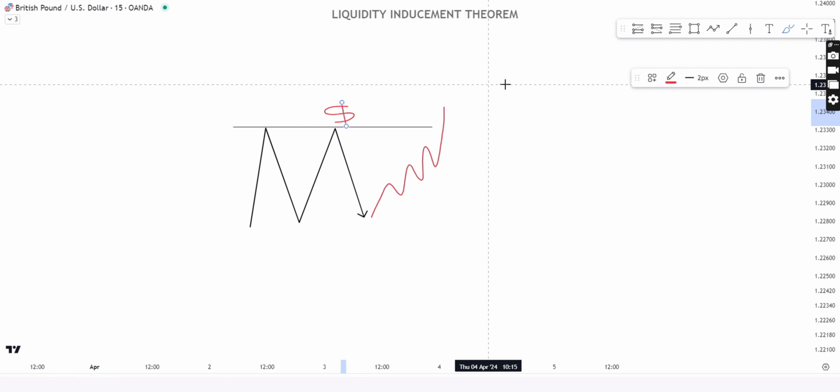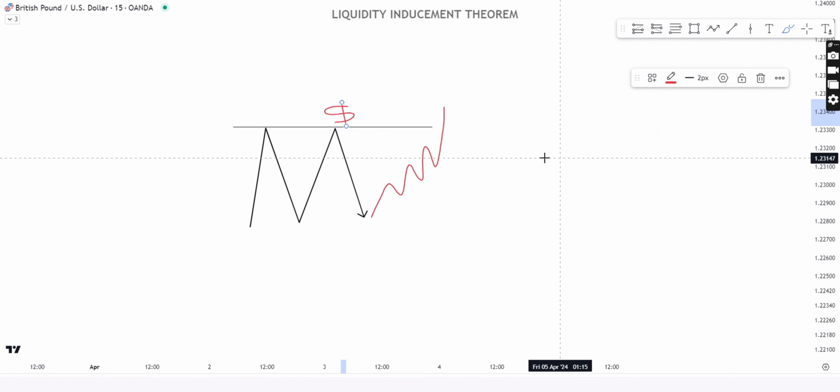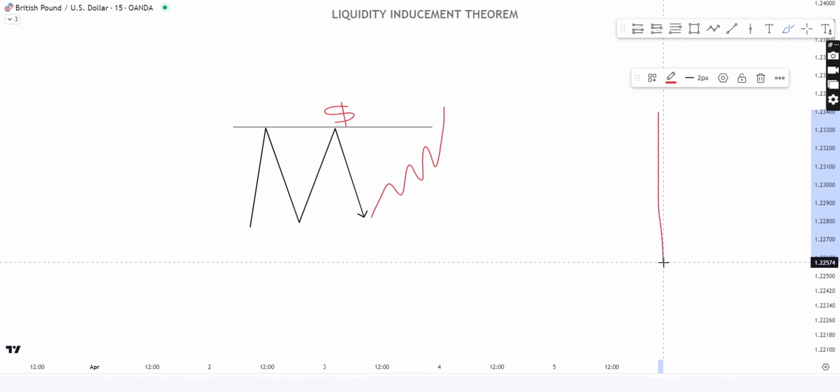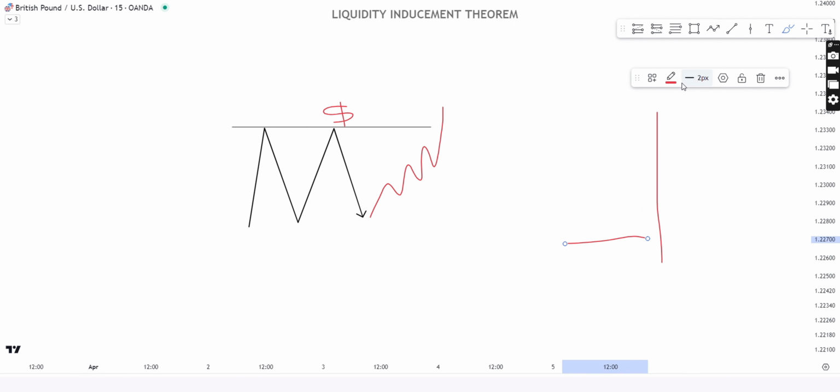Liquidity means fuel. If the algorithm wants to move the price, it needs to take the liquidity. So we can exactly tell that if the algorithm took the liquidity, it was going to move. The volatility is going to come, so we can just enter the market and cash out all the volatility.